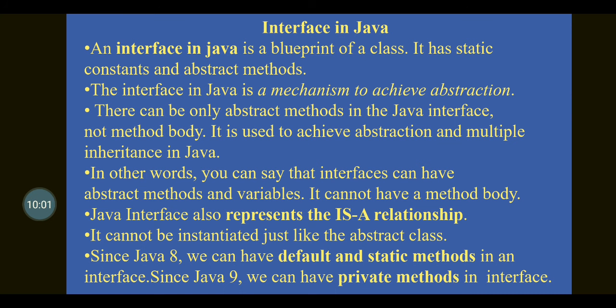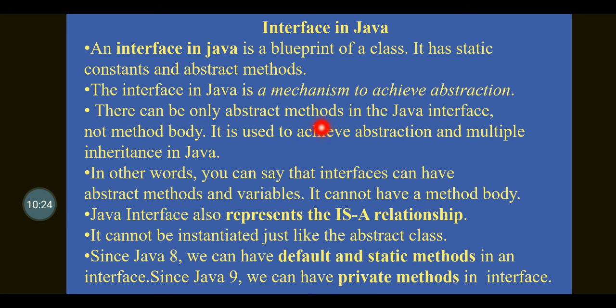So now let us get into the concept called interface in Java. An interface acts as a blueprint of a class. It has static constants and abstract methods by default. The interface in Java is a mechanism to achieve 100% abstraction.